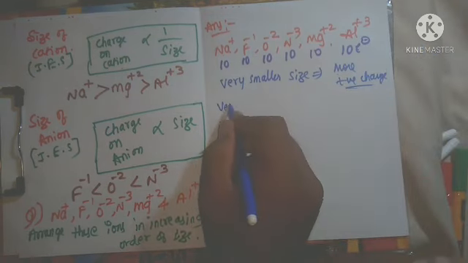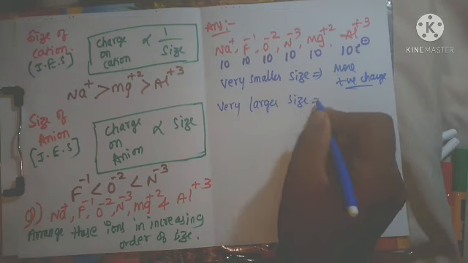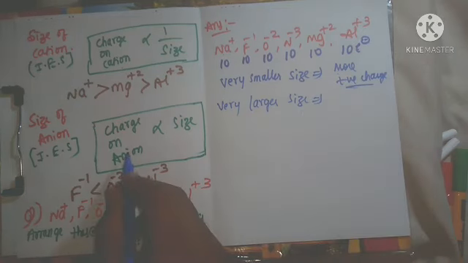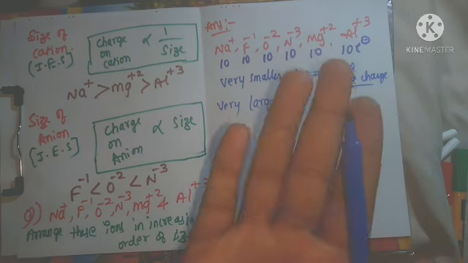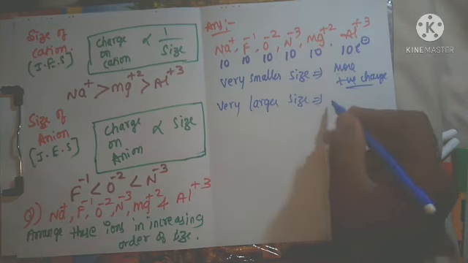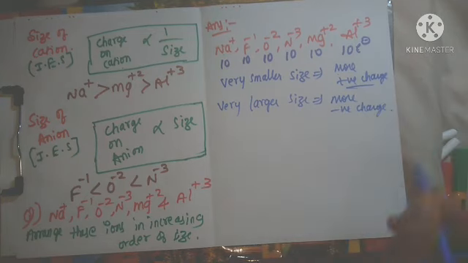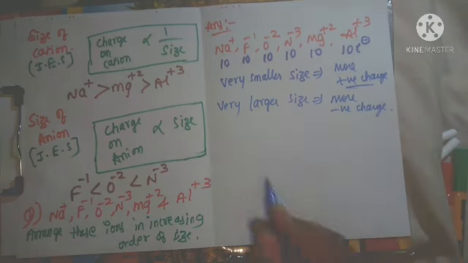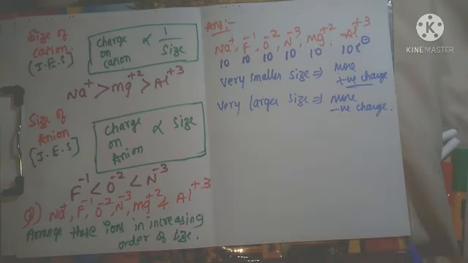Next, which one is having very large size? Size increases with anion. The higher the negative charge on the atom, the more the size will be. So how to write the order? From higher positive charge to higher negative charge.